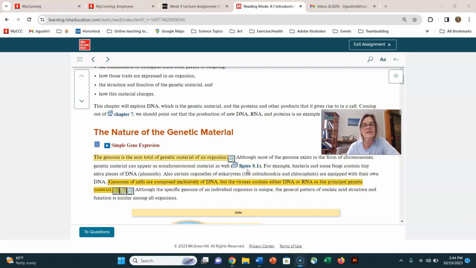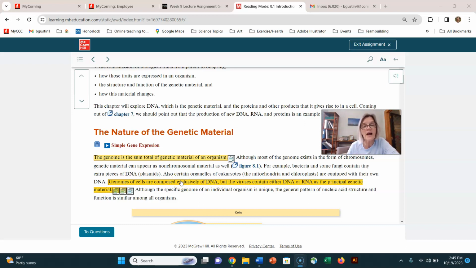Remember that eukaryotic cells and prokaryotic cells have DNA for their chromosomes, so DNA makes up the genomes. In some bacteria and fungi, there actually are extra pieces of DNA called plasmids, and we mentioned these earlier this semester. And these are what we call extra chromosomal pieces of DNA outside of the bacterial or the fungal chromosome that have genes on them that give the cells extra proteins that give them extra abilities.